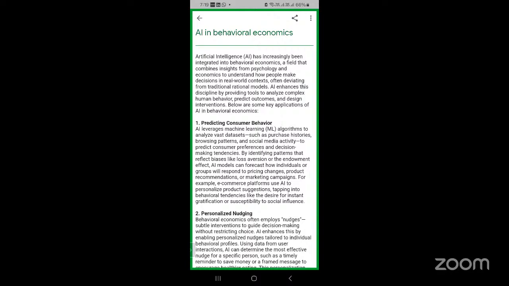So what is the traditional rational model? Earlier, it is assumed that consumer behavior is rational in nature, and the thought is related to the demand and supply. But behavioral economics suggests that only creating the demand or only creating the supply, we cannot motivate the consumer for purchasing the product.